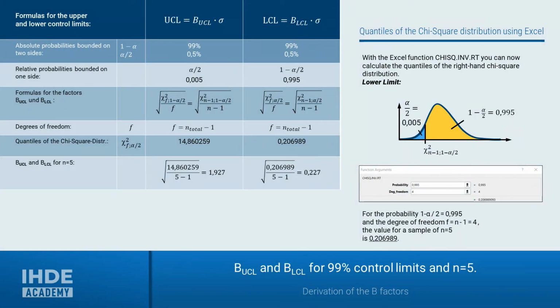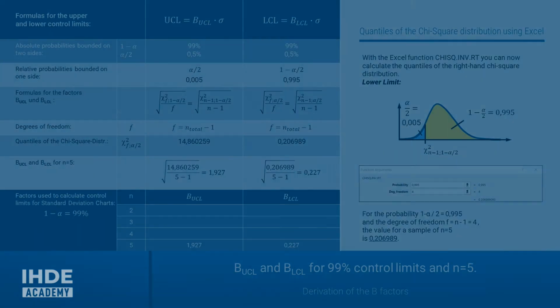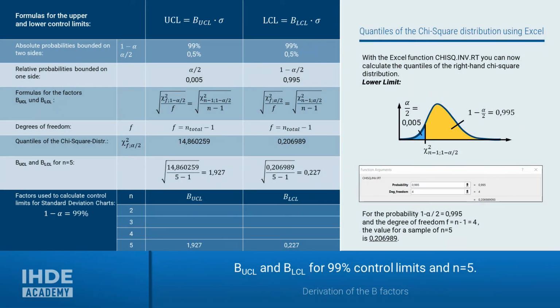So, now that the values for the quantiles of the chi-square distribution are known, they can be put into the formulas and the b-factors can be calculated. As can be seen in the last line, the b-factor for the upper control limit has a value of 1.924 and the b-factor for the lower control limit has a value of 0.227. It is these b-factors that can be found in the corresponding tables as excerpted below.